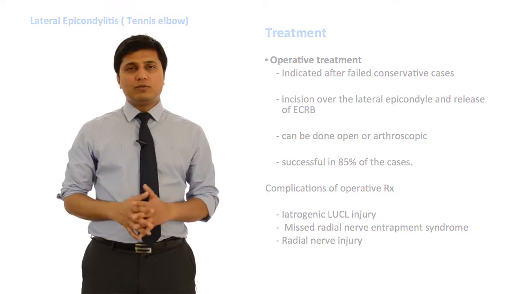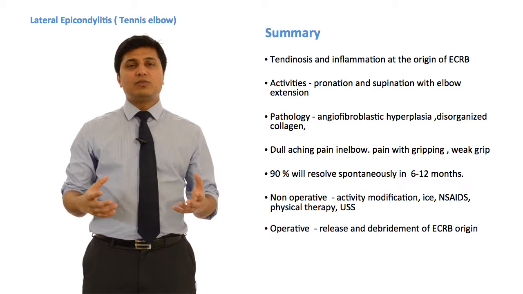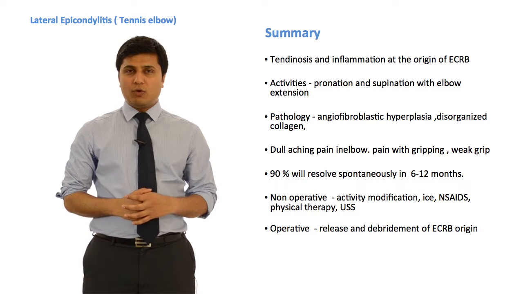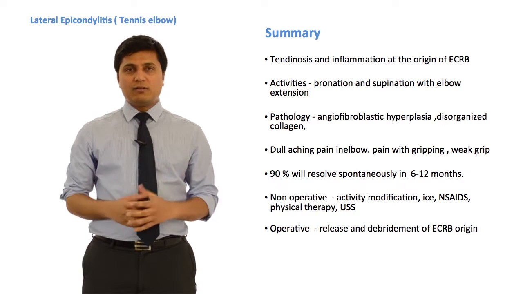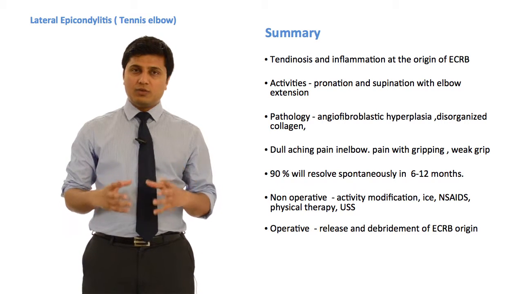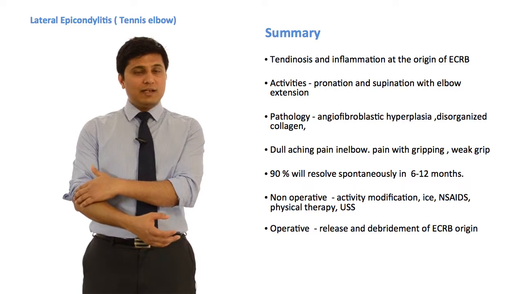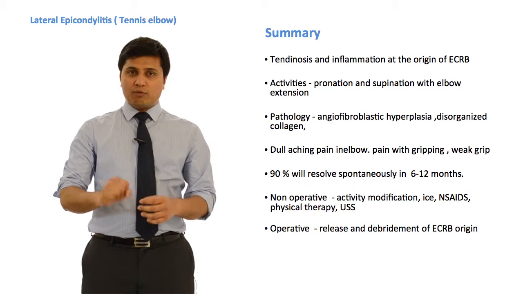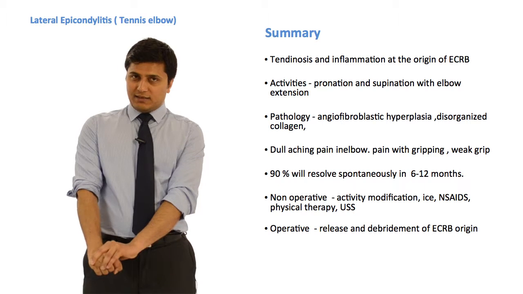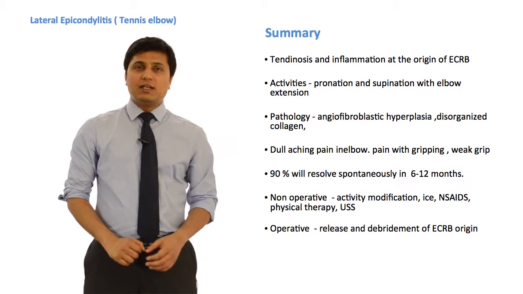So to conclude, in summary, tennis elbow is inflammation and tendinosis at the origin of the extensor carpi radialis brevis muscle. Pathological findings include angiofibroblastic proliferation and disorganized collagen deposition. Clinically, patients report dull aching pain on the lateral aspect of the elbow, which can be provoked by certain maneuvers with the elbow in extension, resisted extension of the elbow and resisted extension of the wrist.